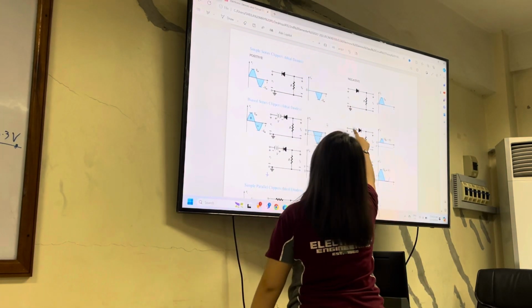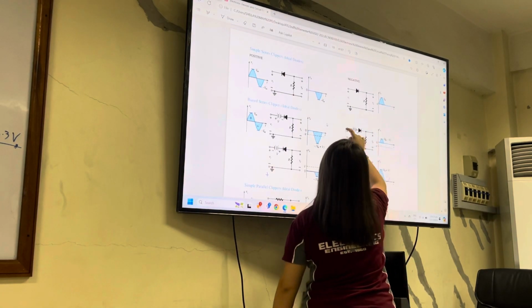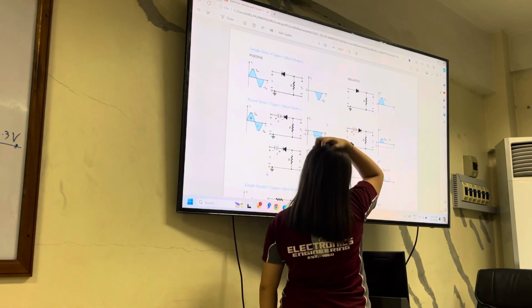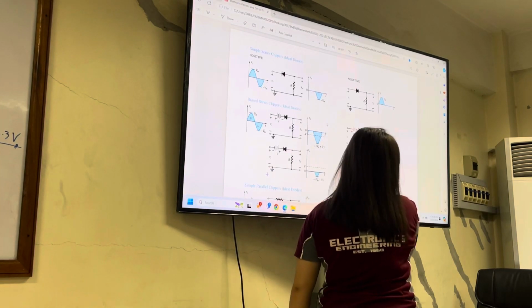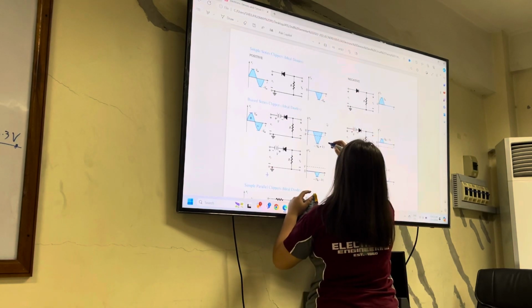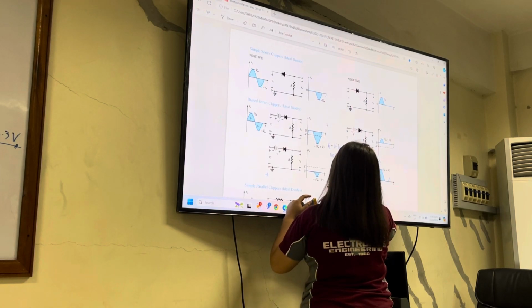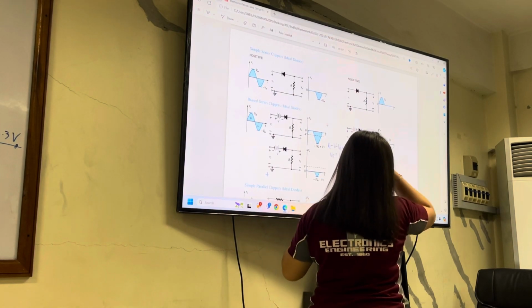Now for this part, he reversed the class. So during the positive half cycle of the output, VI minus V minus VO equals 0. V output is equal to VI minus V. Follow?